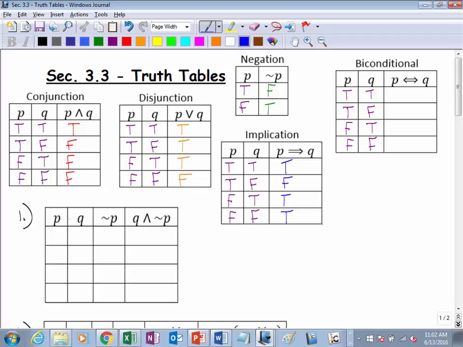And then for the biconditional, that's the if and only if. So in that case, that's basically saying P implies Q and also Q implies P. So for the biconditional, they have to be the same. So either they're both true, or if they're both false, then it's true. Otherwise, it's false.